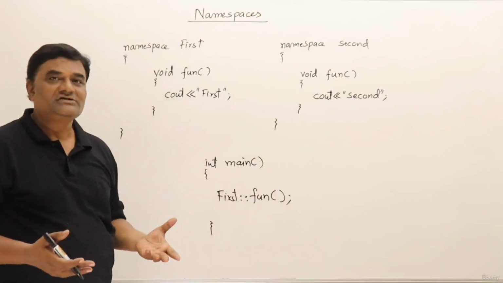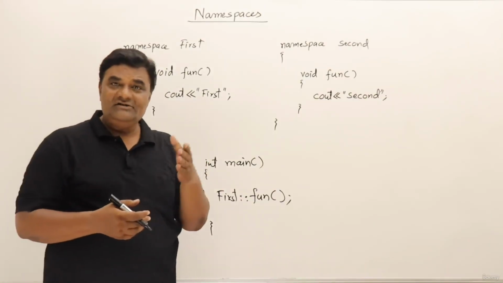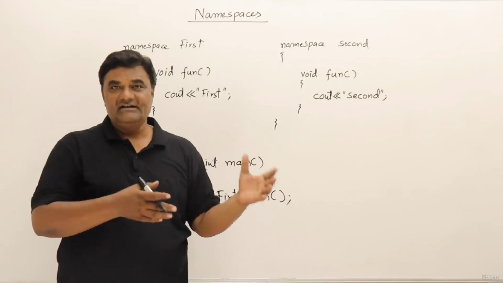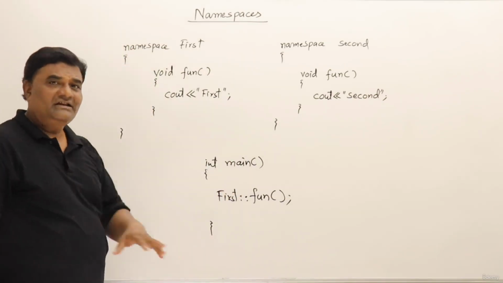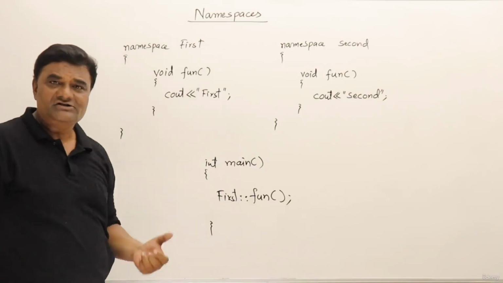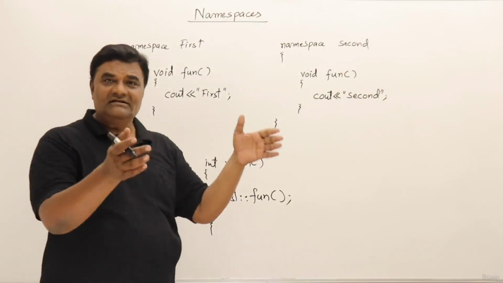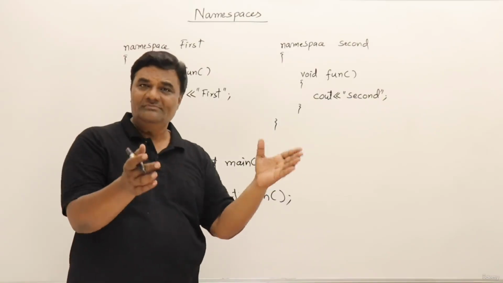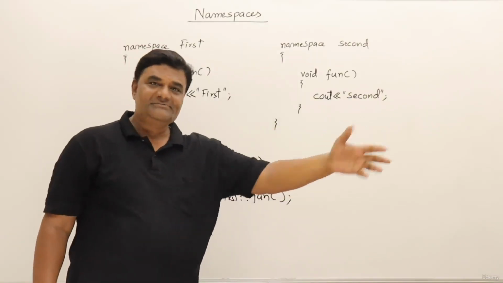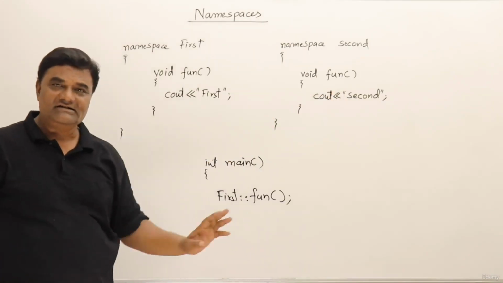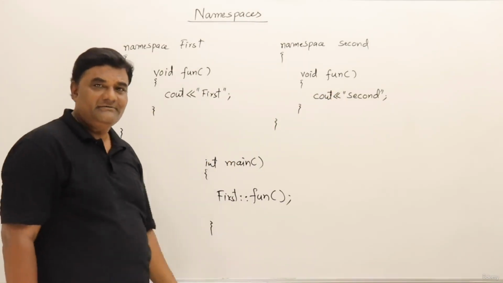So when you have 2 functions with the same name, you can separate them. You can give a unique identity to them by introducing namespaces. Now in one namespace, we can have many things, not just one function. Suppose all the related classes and functions and objects, I can keep them in one namespace. And another namespace can have all its related classes and functions. I have given an example of just one function here.